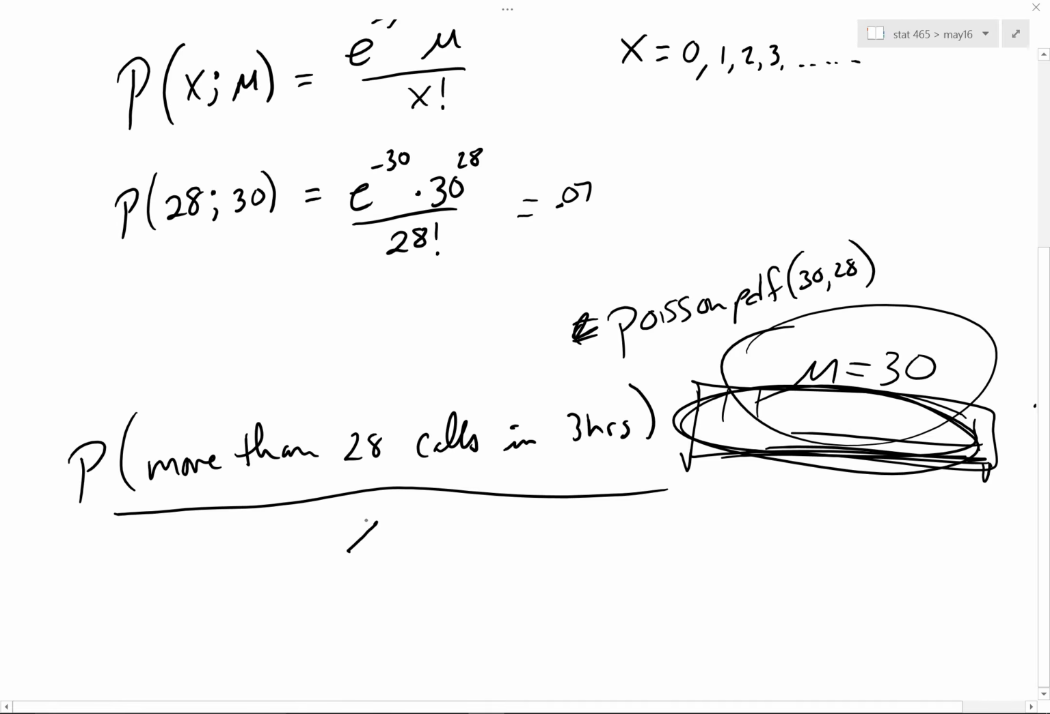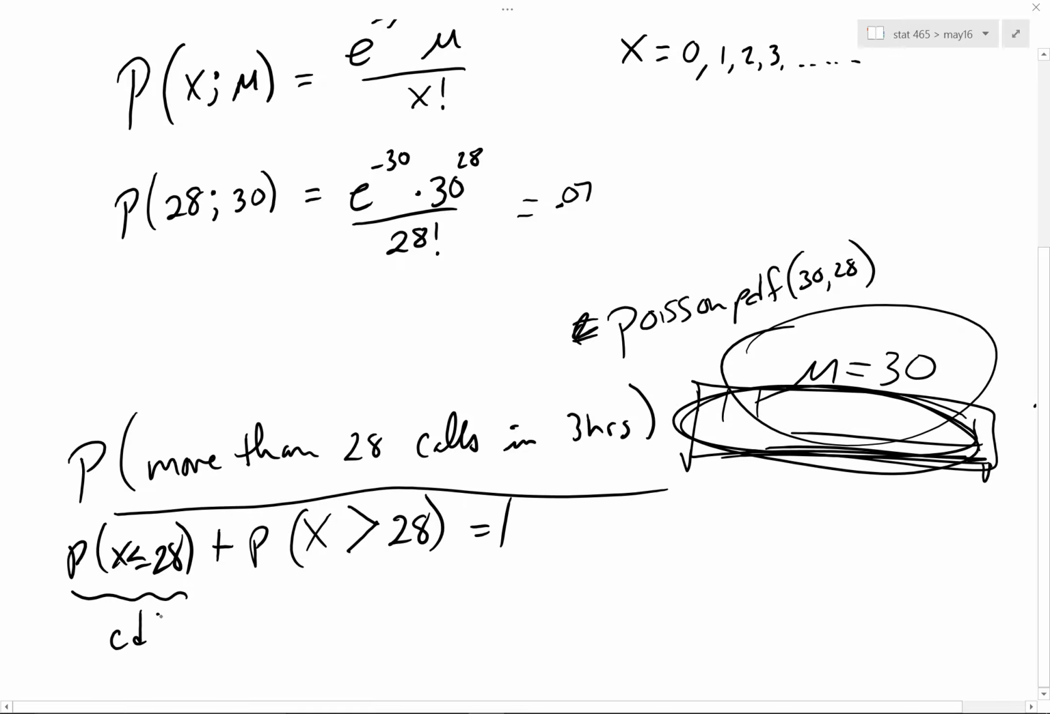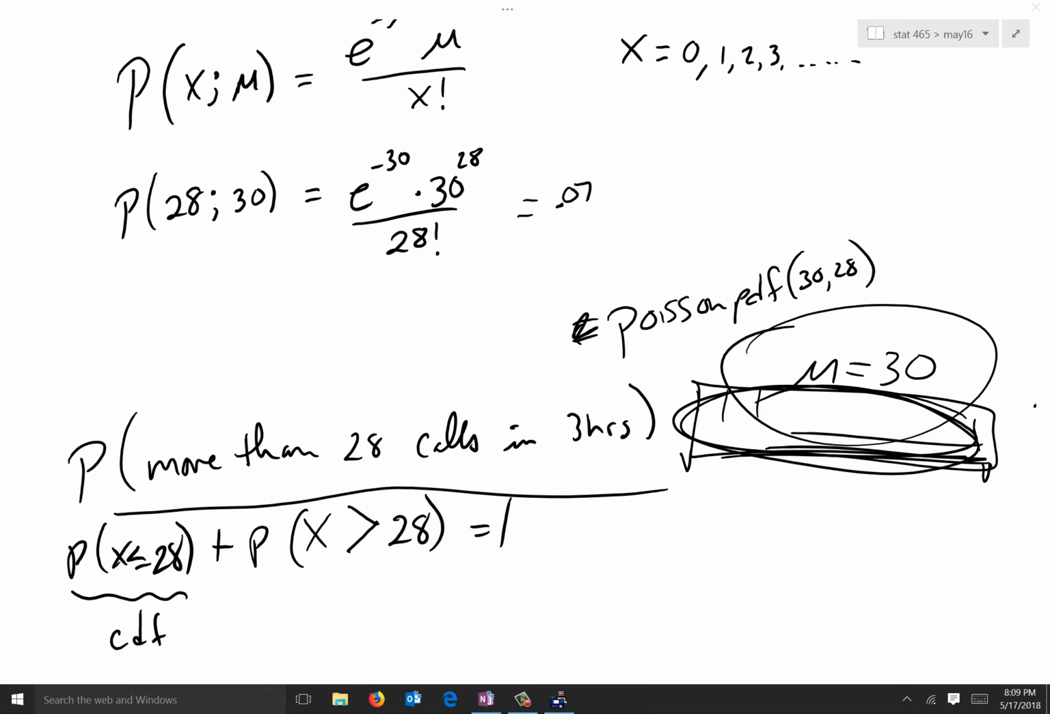This sounds like x is greater than 28. What is the opposite of that? I feel like it's the probability that x is less than or equal to 28. Well, by George, that right there is a CDF by definition. So let's go find it.